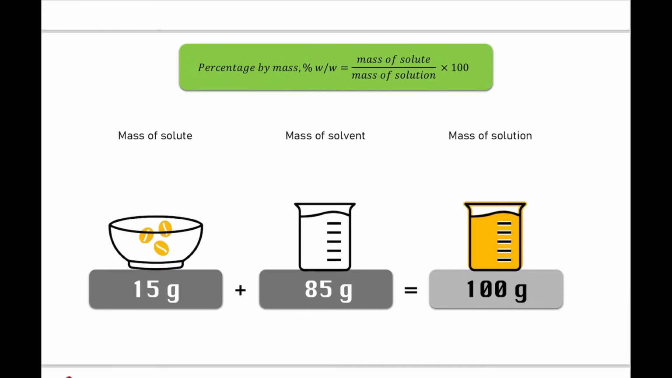Therefore, the percentage by mass of candies in the solution is 15 grams divided by 100 grams, which is the mass of solution, times 100. And it will result in 15% of candies in the solution.